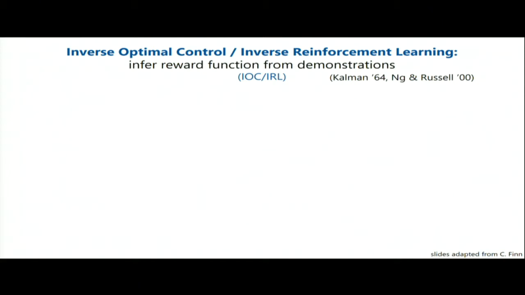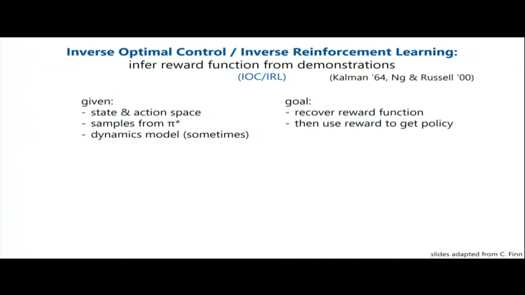All right, so this problem of inferring reward functions from demonstration is called inverse reinforcement learning. It's also sometimes called inverse optimal control. So if you see inverse optimal control, that's referring to the same problem. And we can define the problem like this. Just like in reinforcement learning, you get a state space and an action space. But now you're going to get samples from the optimal policy or from a near optimal policy, so this pi star. And sometimes you'll also assume that you know the dynamics model. So we'll actually talk in this lecture about IRL algorithms that assume knowledge of the dynamics model and also IRL algorithms that do not assume knowledge of the dynamics model, so both model-based and model-free methods.